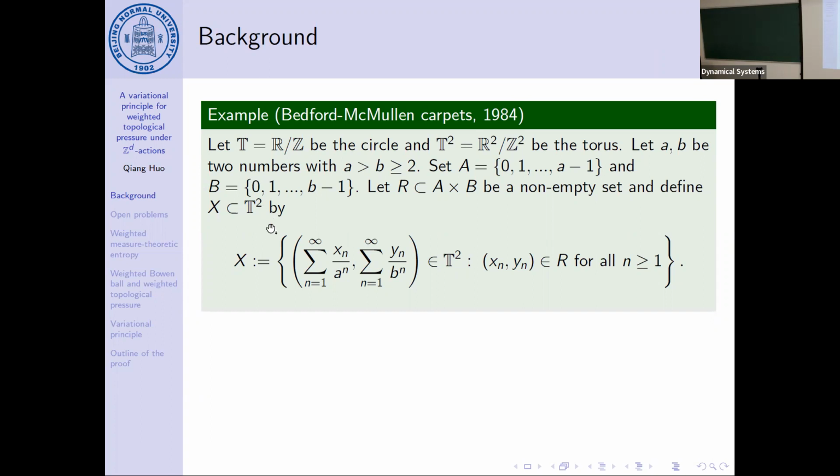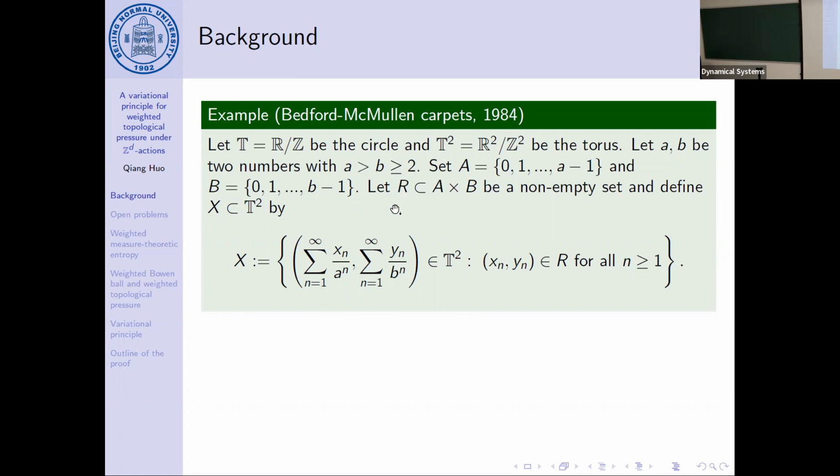So this subset of the torus is the classical Bedford-McMullen carpets. Let us look at its definition. For each (xn, yn) belonging to the chosen subset of the product of A and B, the first coordinate is the infinite sum of xn over the nth power of A. So how can we understand this?